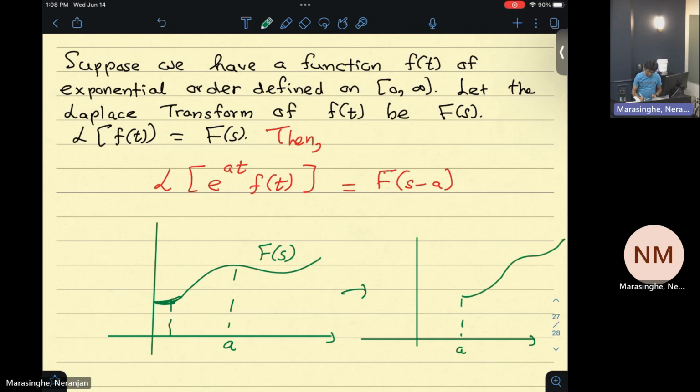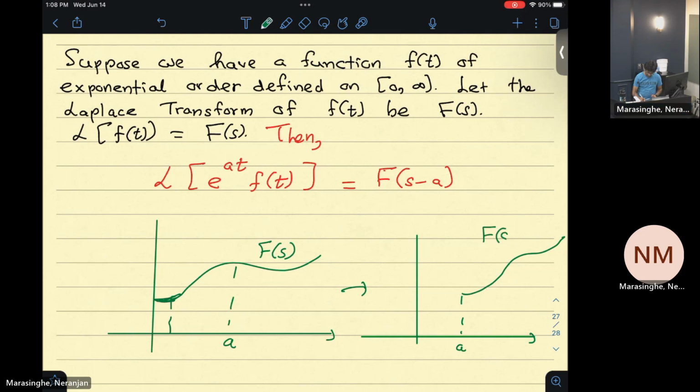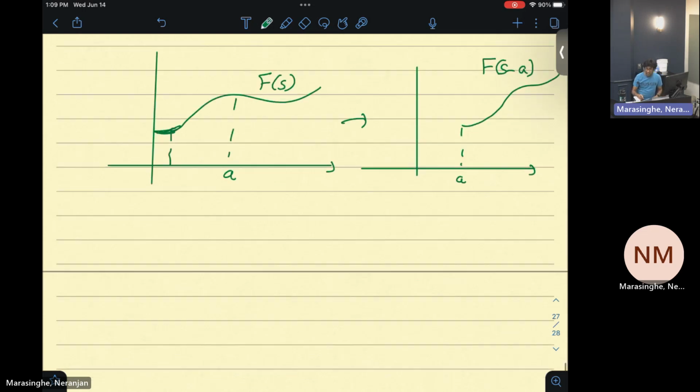You're going to translate this graph by a units. The translation. And then I would explain what is going to happen in time domain and S domain or Laplace domain, right? Suppose you have some function in time domain.